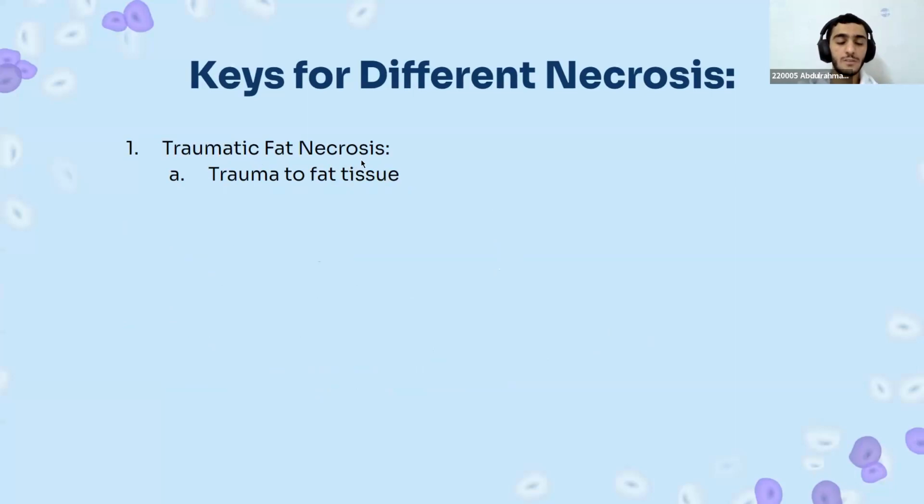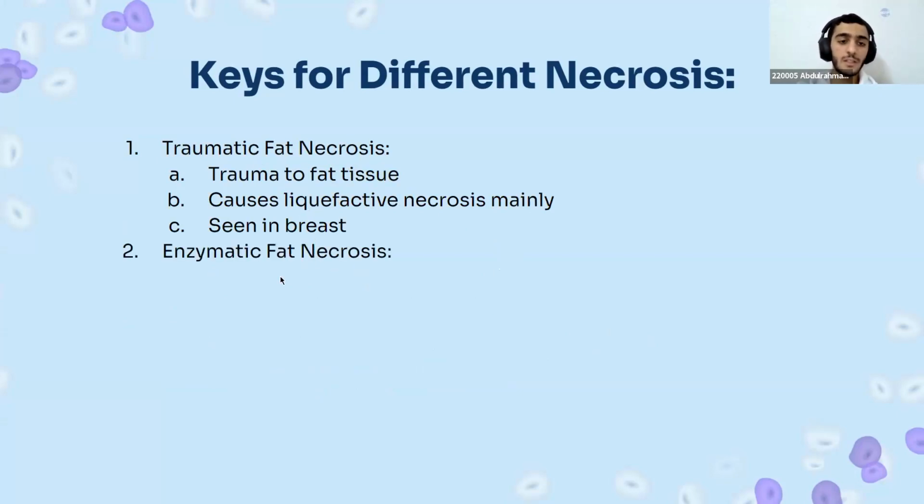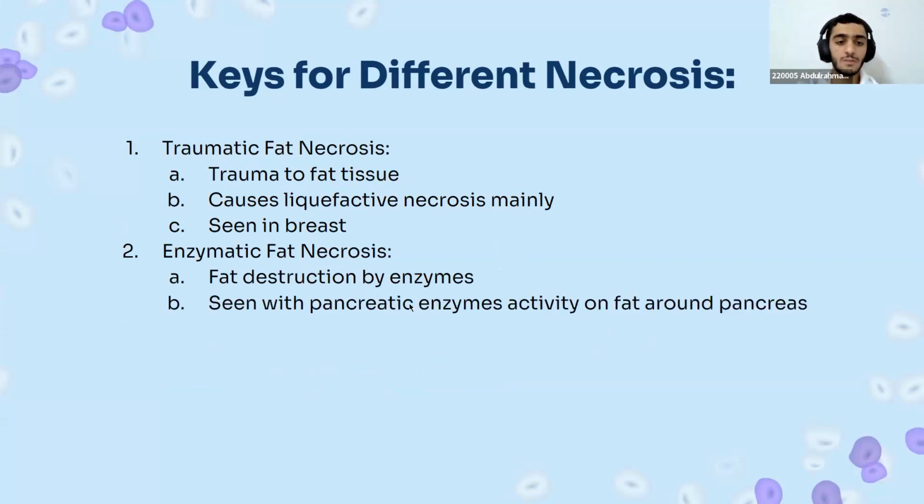Traumatic fat necrosis is due to trauma, which causes liquefactive necrosis and is seen mainly in the breast. If you get a question, it's going to be about that. Enzymatic fat necrosis is fat destruction by enzymes, and this is seen in the peripancreatic fat. However, there's saponification this time, and that's why it's coagulative.